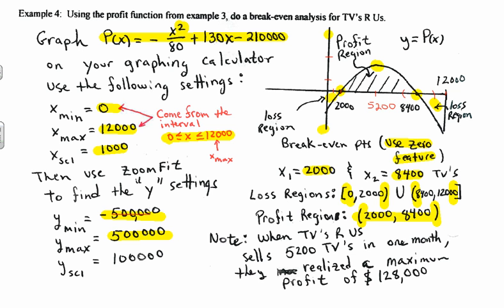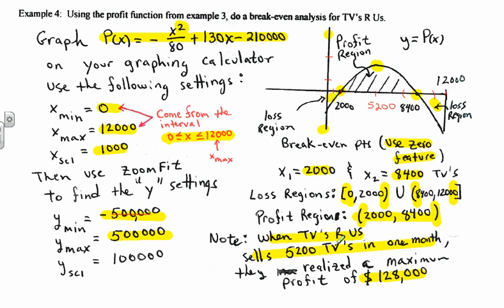As it says down here, when TVs R Us sells 5,200 TVs in one month, they make a profit of $128,000 in a given month. This $128,000 is the y coordinate of the vertex. I want the y coordinate, that's the maximum profit. The x coordinate of that vertex, the 5,200, tells me what production level to be at to maximize that profit.